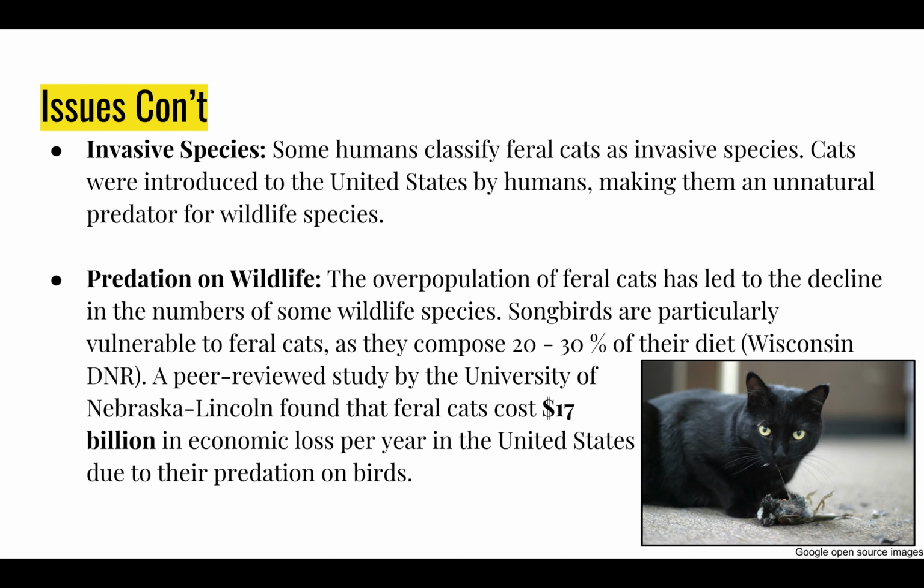More issues include invasive species. As mentioned, the feral cats are introduced into their ecosystems by humans, so they're not considered a natural predator. This has the biggest effect on the songbird population, whose numbers are greatly declining in the presence of feral cat populations. This is because about 20 to 30% of a feral cat's diet is composed of songbirds.